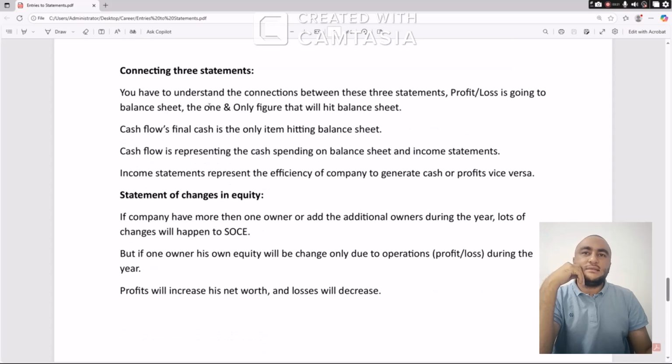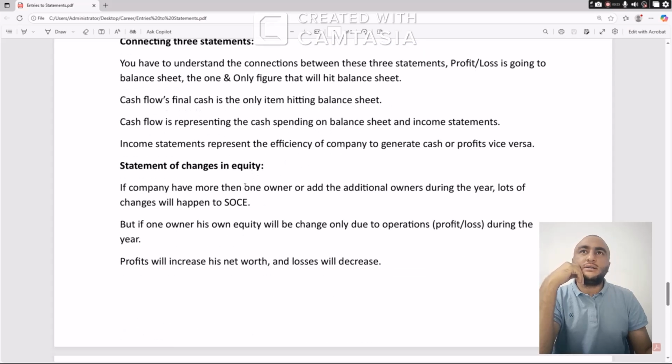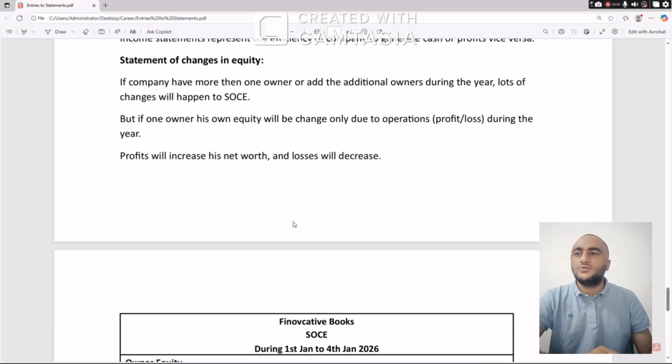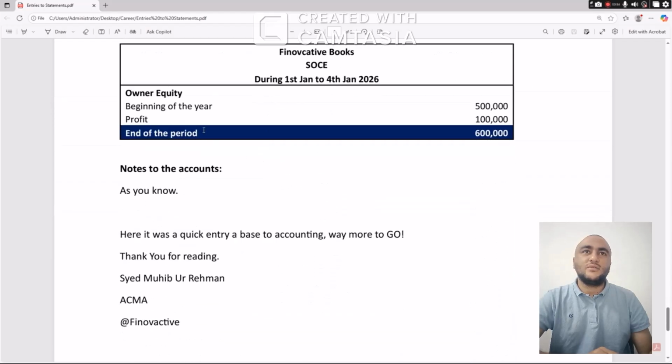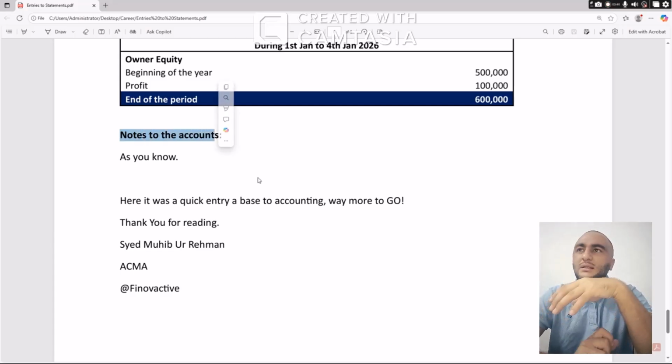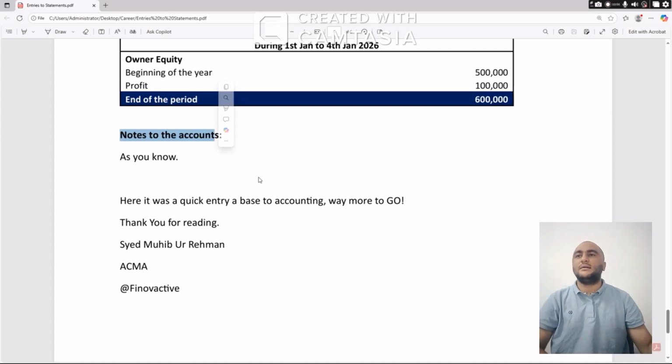Statement of changes in equity is all about owner's equity during the year and changes therein. So we have owner equity at the beginning of the year 500,000, profit got 100,000, so it's total 600,000 at the end of the period. Notes to the account are, as you know, here. We will write something detailing to the balance sheet, to the financial statement. If we have to explain it more, if we have to break down, then we will write here.